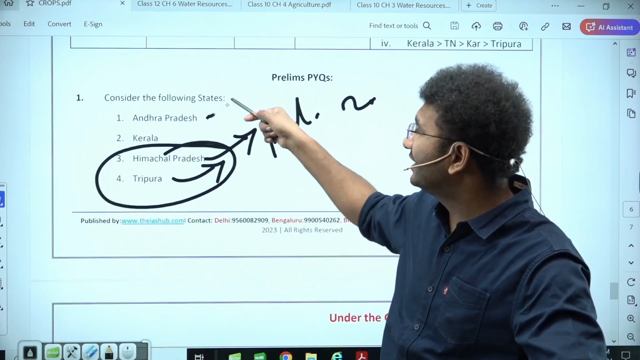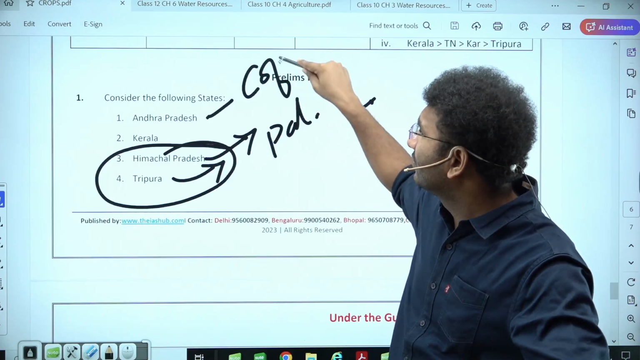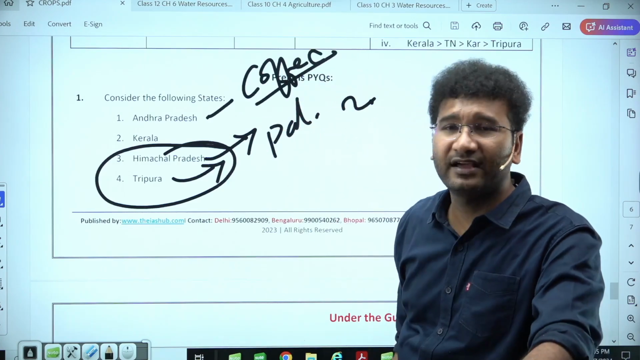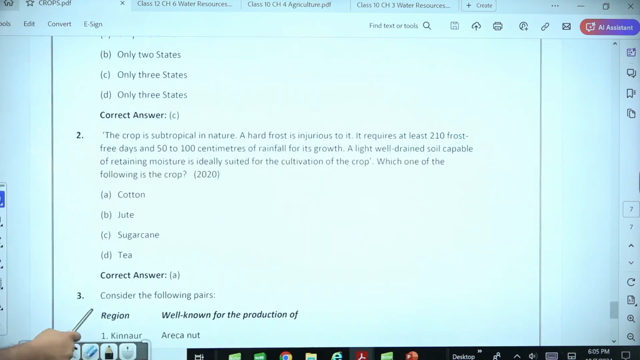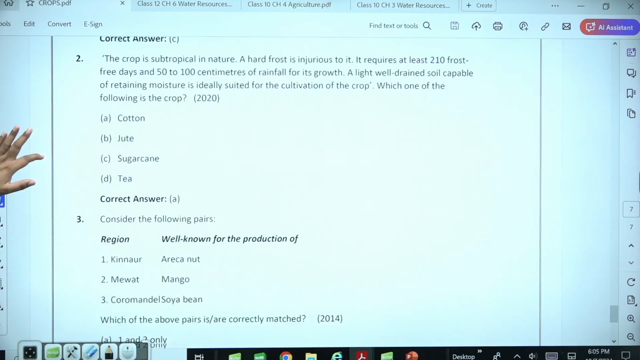And Andhra Pradesh, it is Araku, where coffee is grown. Coffee is grown. Southern part, Kerala, coffee is grown dominantly, right? Kerala, coffee is grown, right?